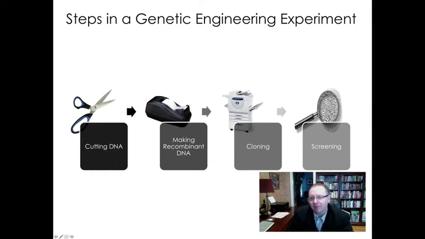And then the final step of the genetic engineering experiment is the screening step, which involves identifying the cells that are of value to you, the cells that have the gene of interest in them. So those are the 4 steps. We're going to be looking at those 4 steps now in turn with some pictures that will help you to understand each of those steps.